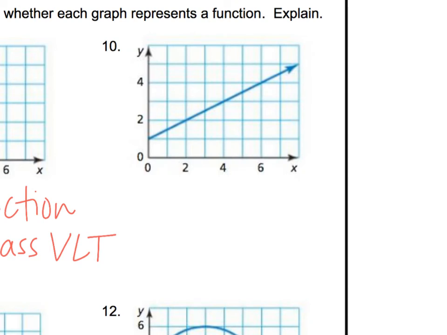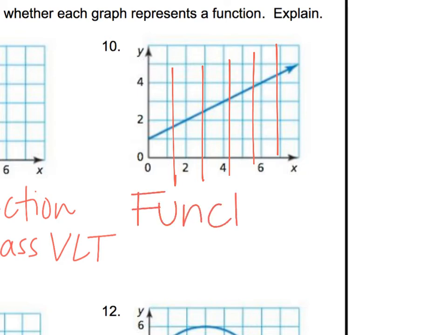So you can try number 10. So how many times did it hit the blue graph? Once. Okay, start over. Once, once, once, once. It only hit once on the part that is actually the graph. We're not talking about the axes. So yes, it's a function because it passes the vertical line test. It only hit once.